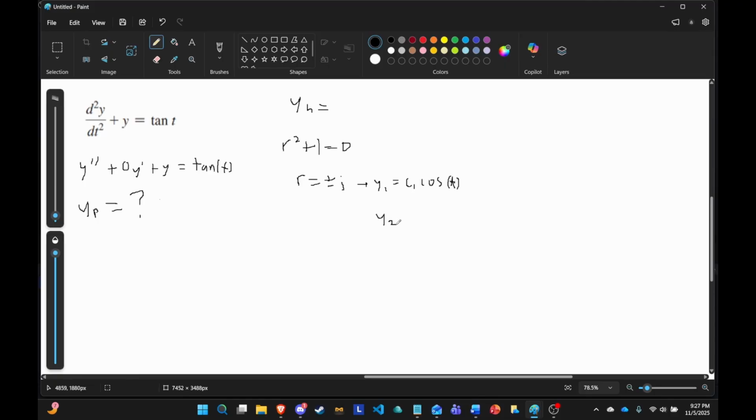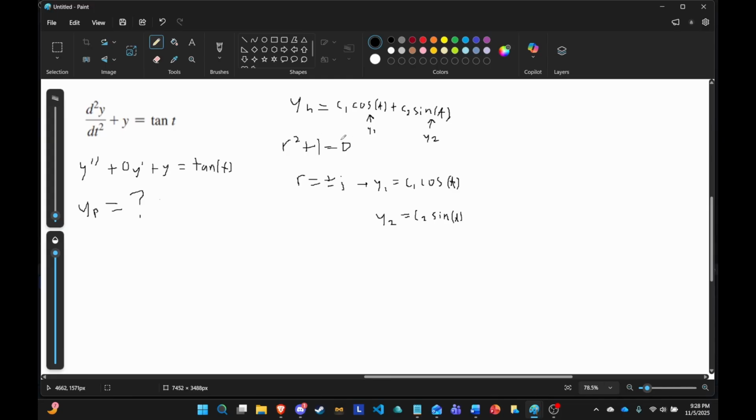And then y2 is going to be c2 sine of t. And then we can just combine them together to get our homogeneous solution: c1 cosine of t plus c2 sine t. Perfect. So now that we have this, this is our y1, and this is our y2.